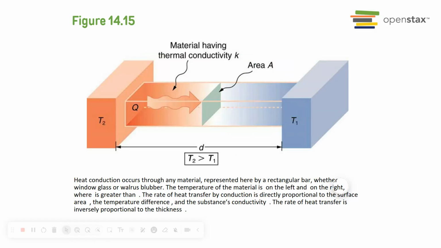On the next slide, this is what it looks like when you have a solid. You have a high temperature, temperature 2, and heat is conducted through a solid. In this particular case, the heat conduction occurs through any material represented by the rectangular bar. It doesn't have to be a rectangle, it's just showing that you have a high temperature on one end of an object and a low temperature at the other end.